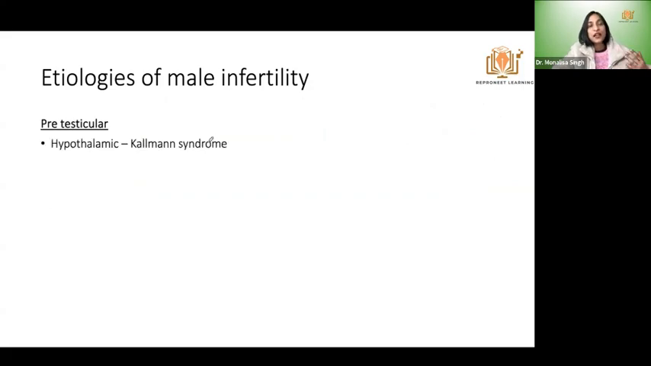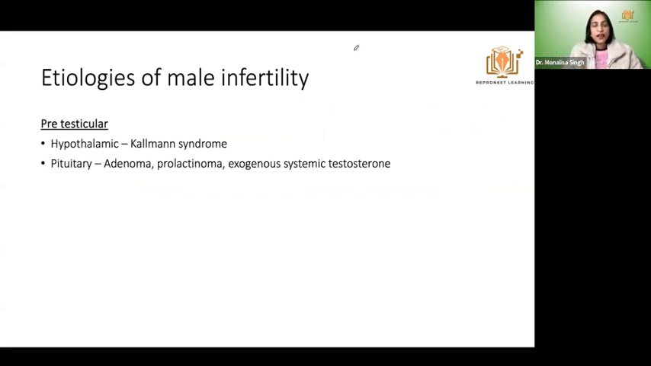Etiologies of male infertility. Now, that was just an overview. Now I'm giving you a small list. Pre-testicular can be hypothalamus and pituitary. So how is the flowchart? Hypothalamus secretes GnRH. GnRH goes and acts on the pituitary gonadotropes. Gonadotropes secrete FSH and LH. So pituitary conditions like adenomas, prolactinomas, or, as I told you, exogenous systemic testosterone, will lead to a decrease in FSH and LH.